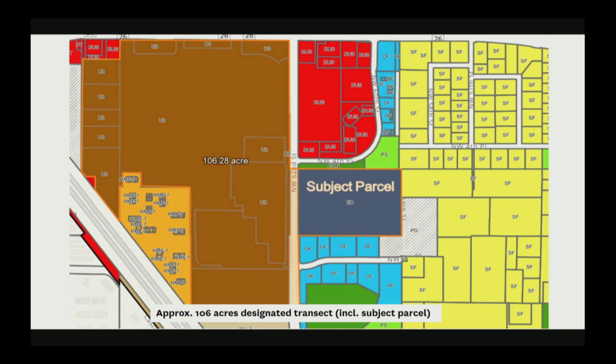So you can see here the existing zoning designations of U8 constitute approximately 106 acres total if we were to include the subject parcel as U6. So you'll have transect designations for about 106 acres in this area.